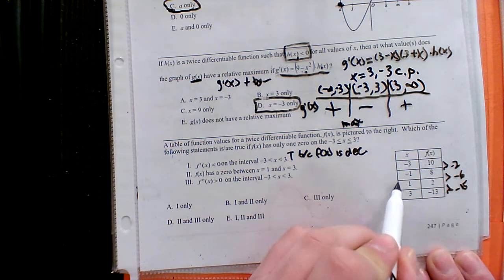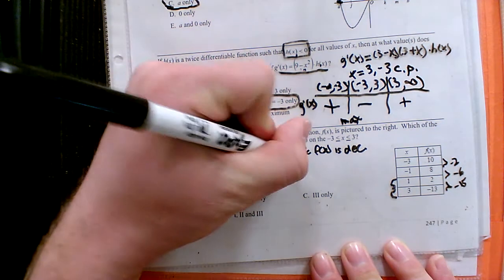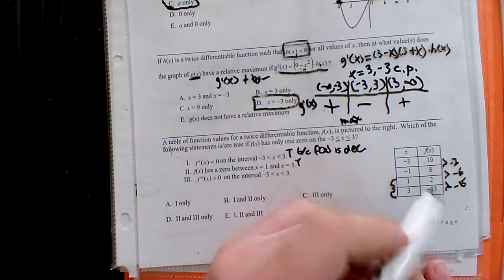Let's look at the second point. F of x, the original. So we're talking about the x values and the function values right here. F of x has a 0 between x equals 1 and x equals 3. So it's talking about these two x values here. And it's asking, true or false, is there a 0 between those values? Yes. See a lot of head nods. How do we know? Because f of x goes from a positive to a negative, so it has to cross the x-axis.